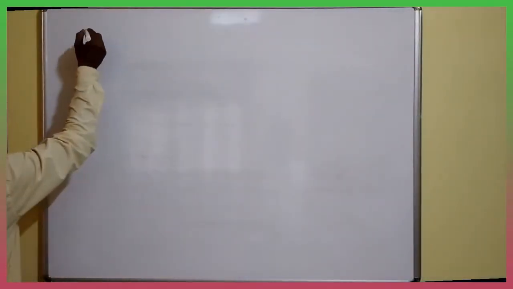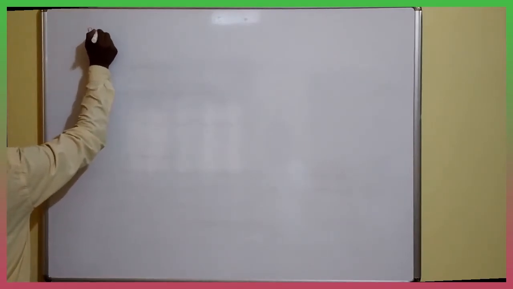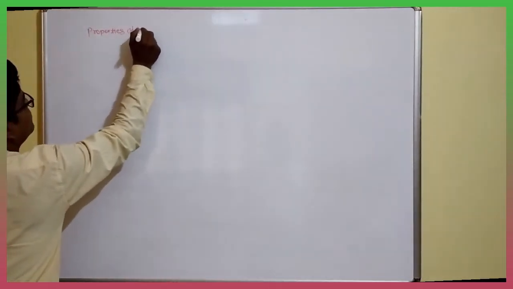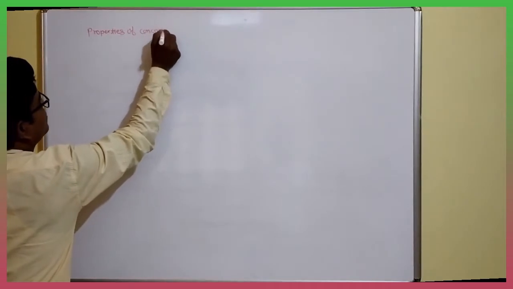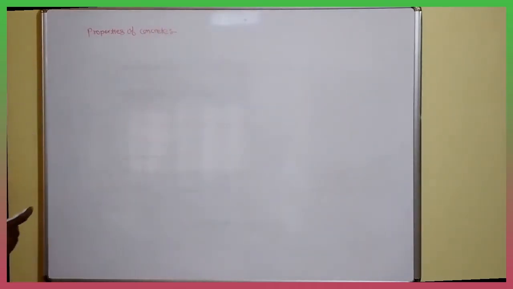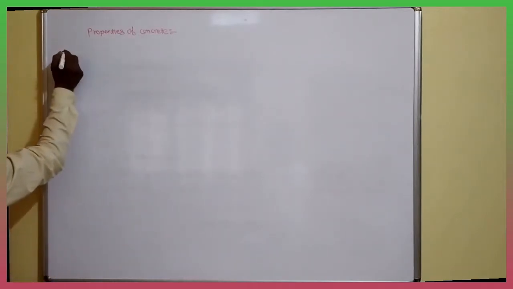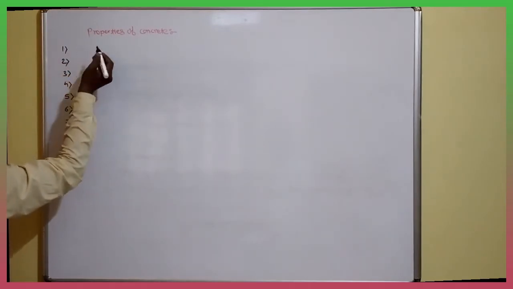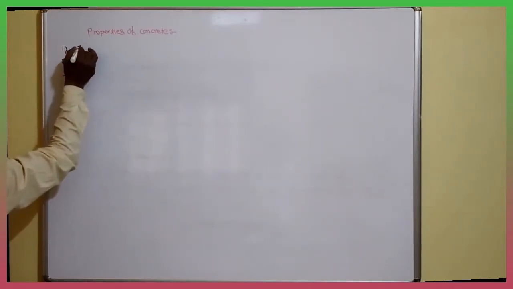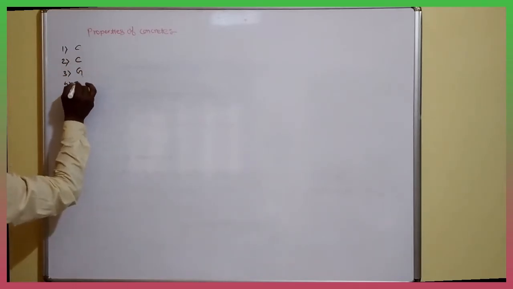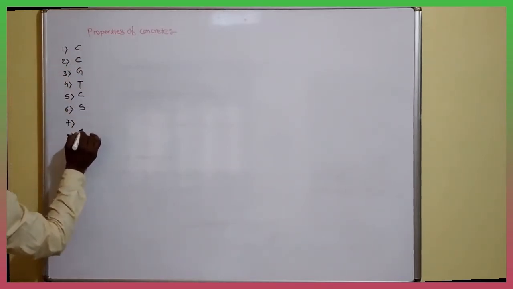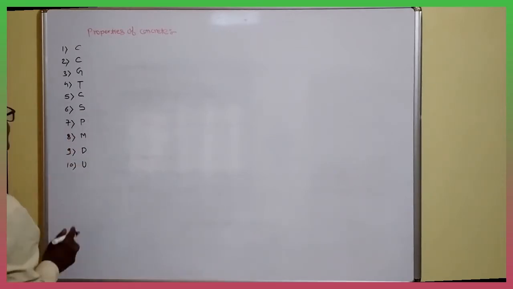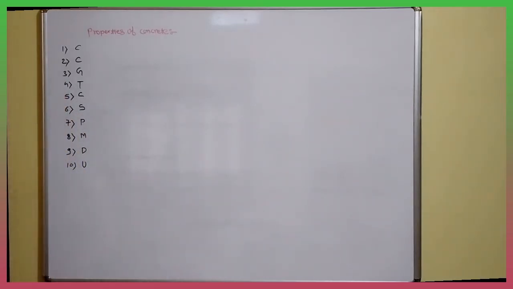Now, properties of concrete. So there are 10 properties. I will remember them in sequence, that is CCG, TCS and PMDU. So these 10 properties are there.